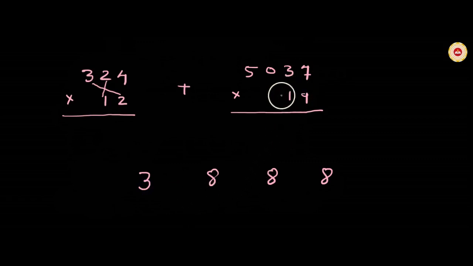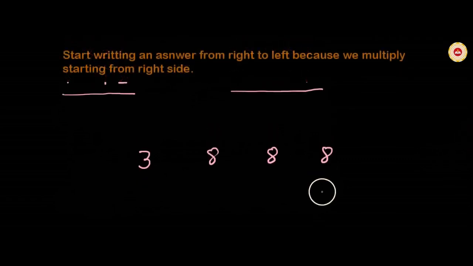Now come to this second product, 5037 multiplied by 19. 4 digits in multiplicand and 2 digits in multiplier. 1 2 3 4 5 6. 6 minus 1. We will write the answer in 5 parts. Starting from right side, consider rightmost column 9 and 7. 9 7s are 63. Write 63 in the first part below 8.